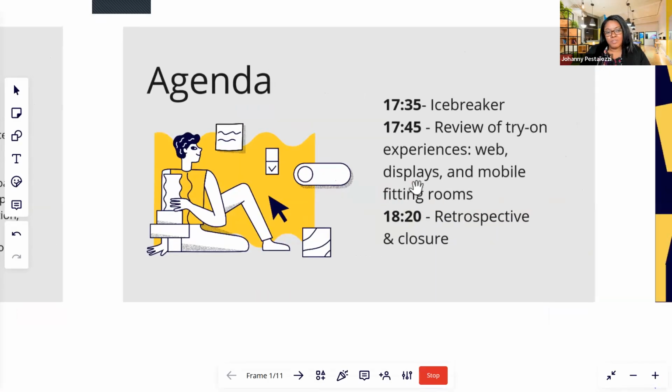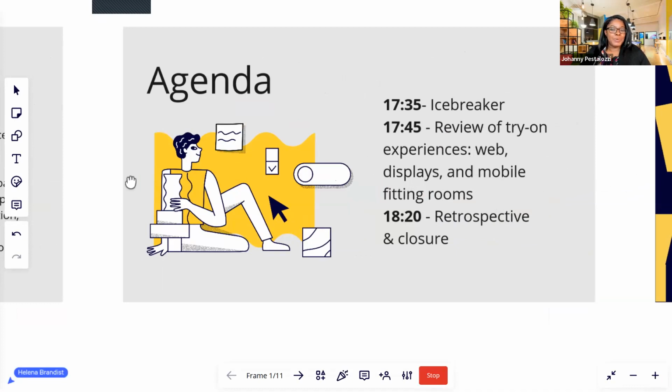The agenda for today is the following. First, we will have an icebreaker to get to know each other better, to know where you are located and some information about you. Then we're going to review the try-on experiences. I will share the board link with you in a moment. After that, we will do a brief retrospective to understand how the workshop went, and some closing words.